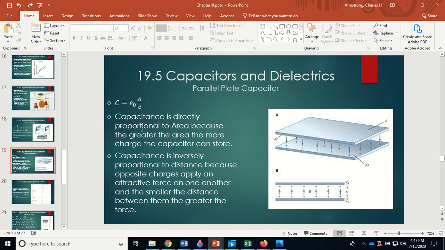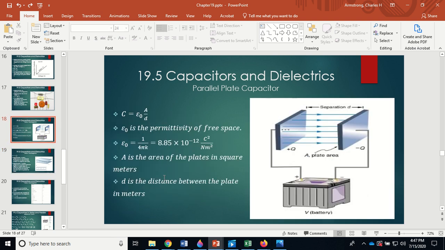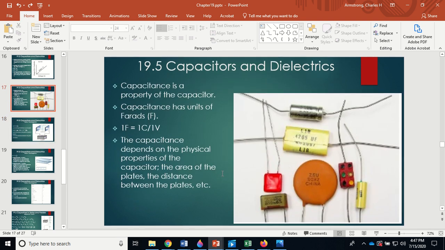Capacitance is directly proportional to the area because the greater the area, the more charge the capacitor can store. We'll get more charge per volt if we have a greater surface area to put the charges on. Capacitance is inversely proportional to the distance because opposite charges apply an attractive force on one another, and the smaller the distance between them, the greater the force. In other words, we have a Coulomb's law thing here.